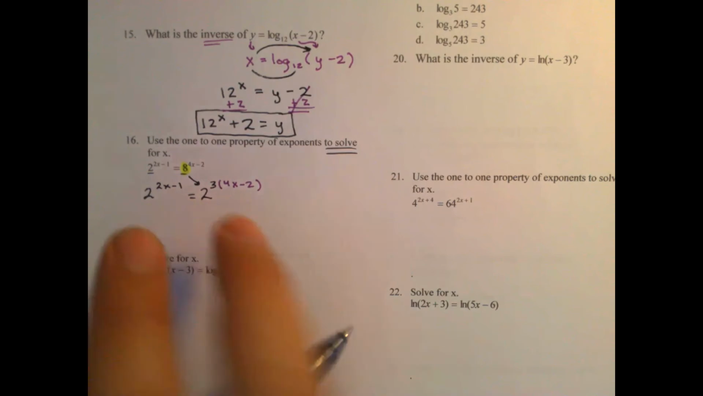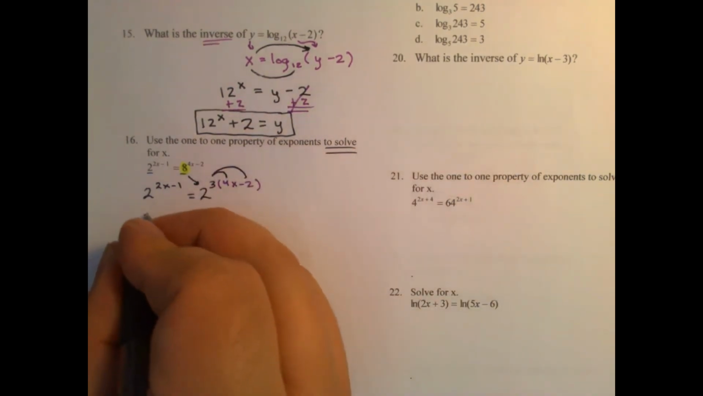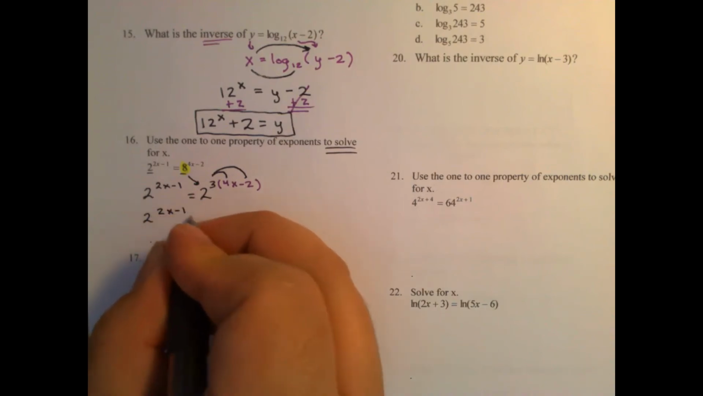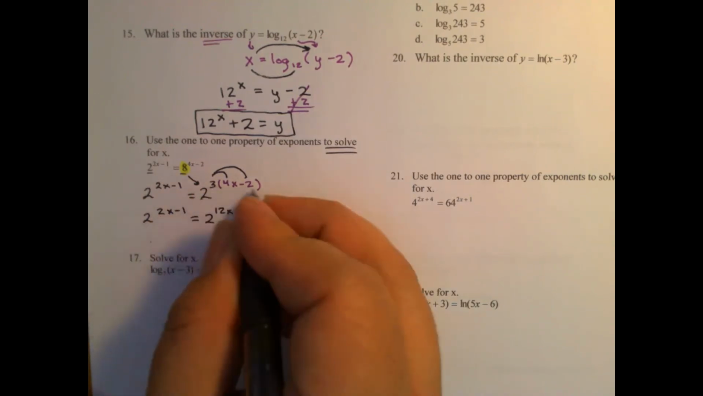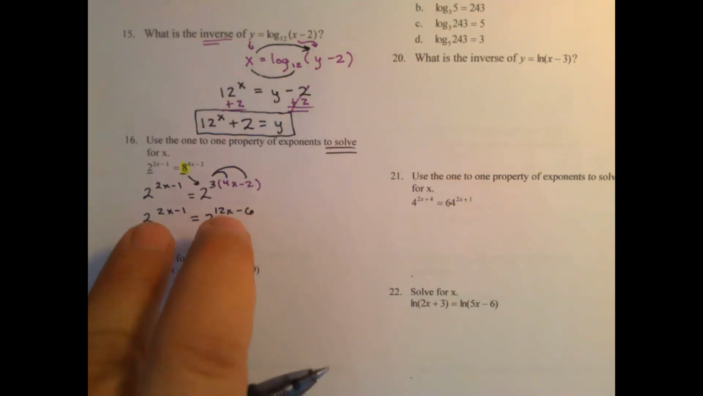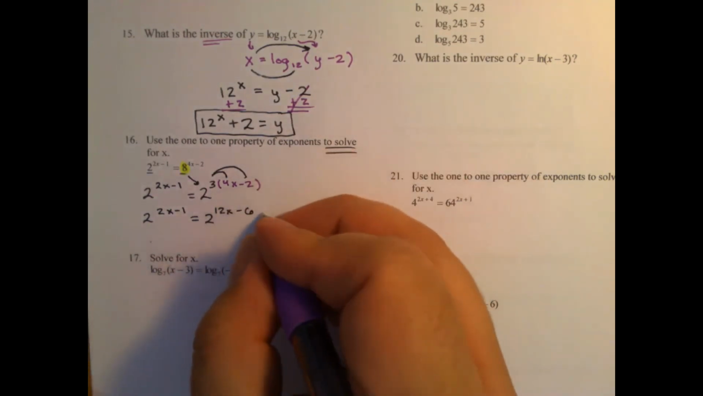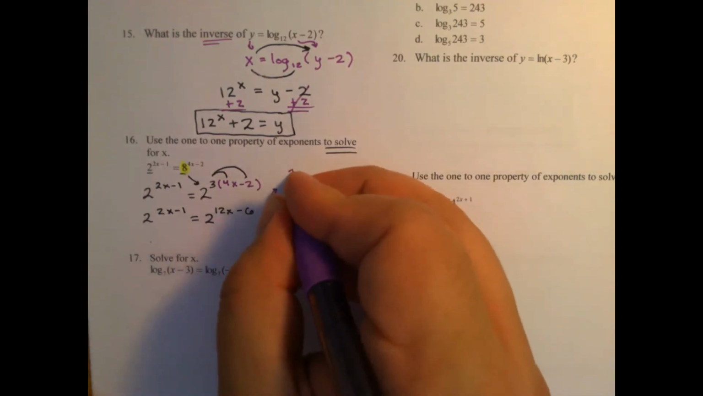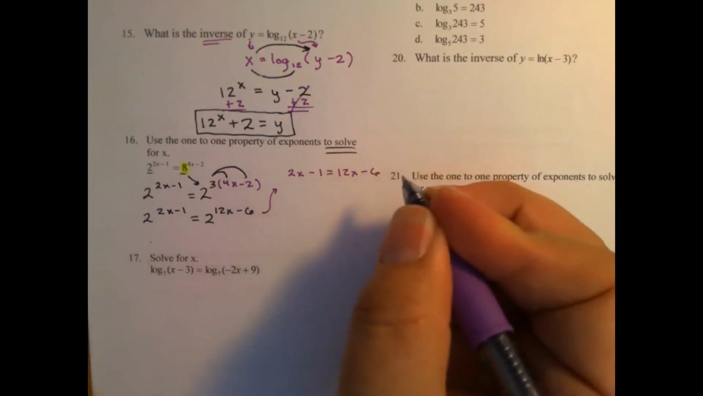My bases match. In fact, I can even take a little moment here and do a little distribution. So 2x minus 1, 2 to the power of 12x minus 6. The bases finally match, which means my powers are going to be equal to each other. So now let's work with the powers. And when I'm looking at my powers, I have more room over here. 2x minus 1 is equal to 12x minus 6.